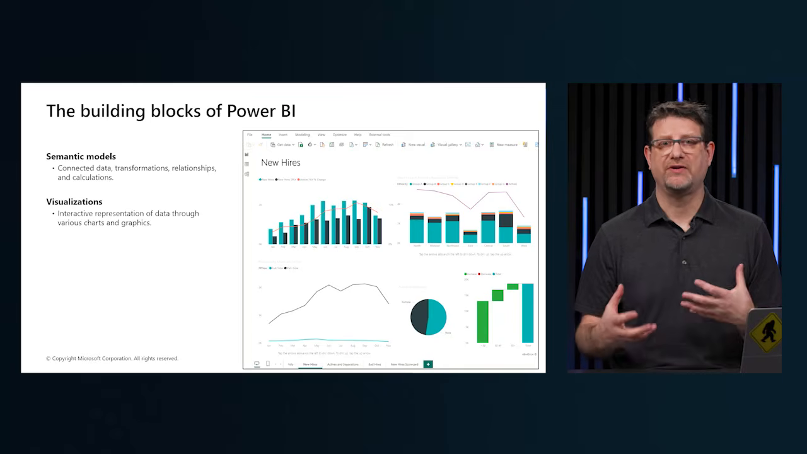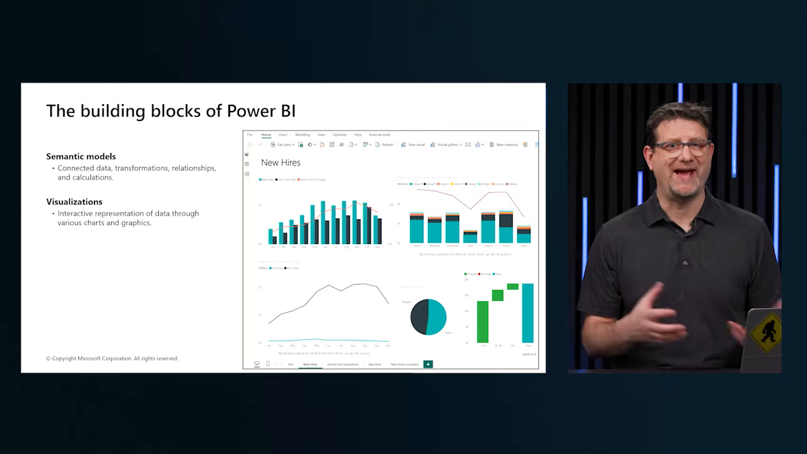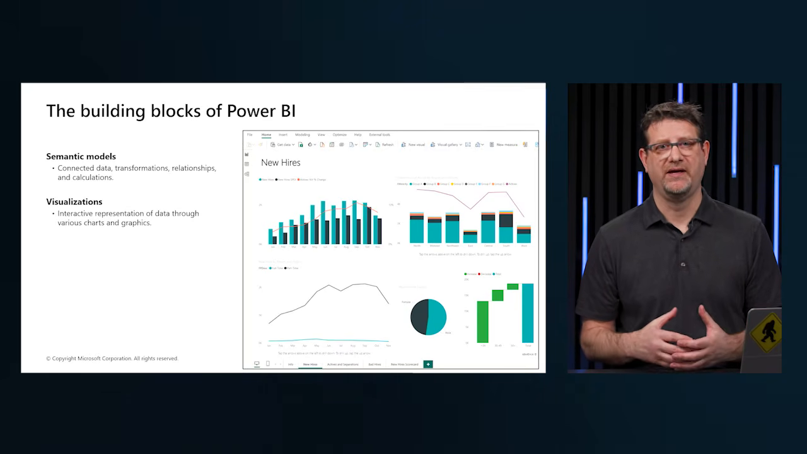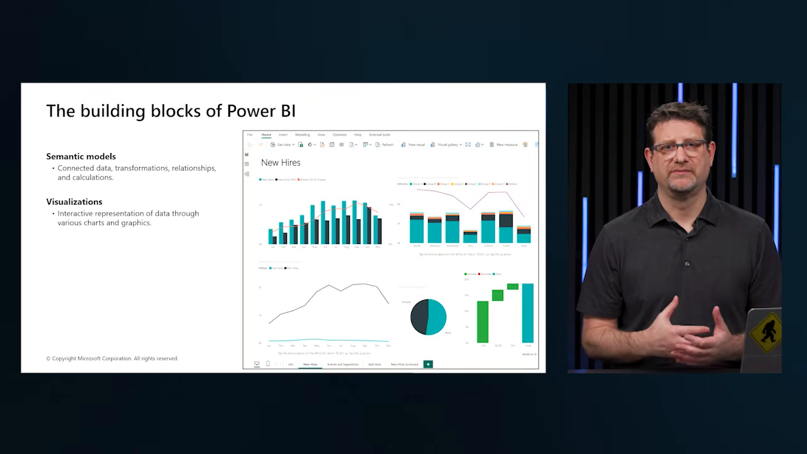So first, we connect to as many data sources as we need. Then we clean and transform the data to our needs and add relationships between the tables and calculations to extend the semantic model. After all of that, you now can create a report.